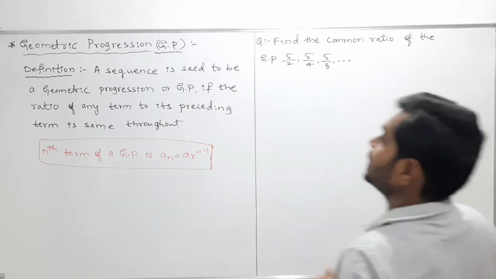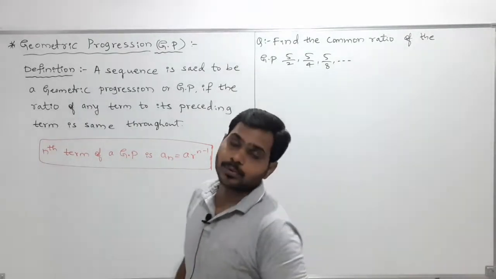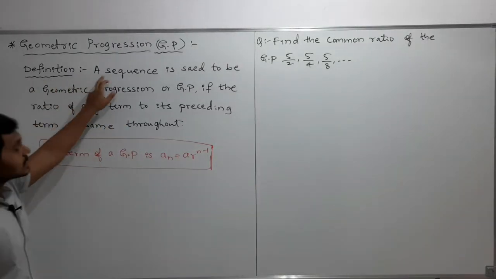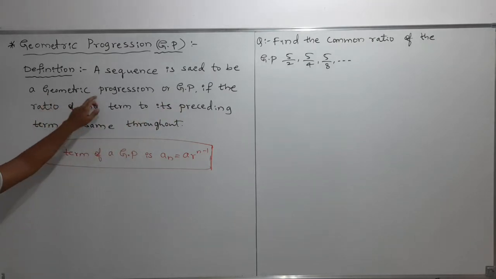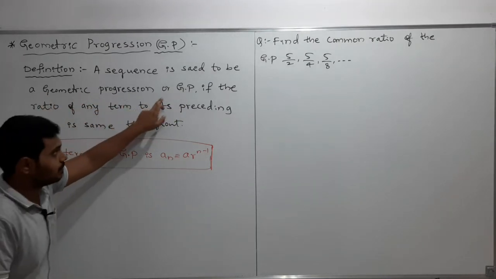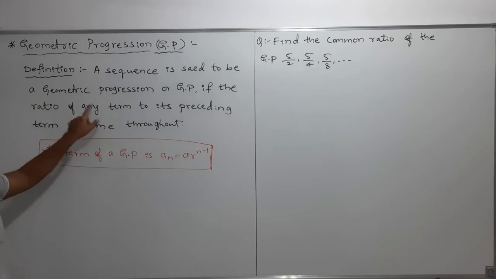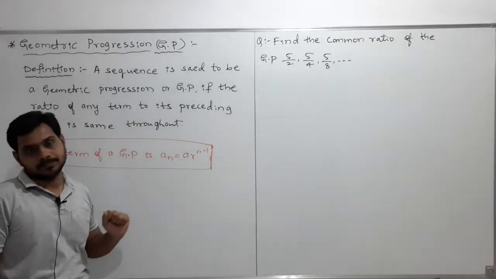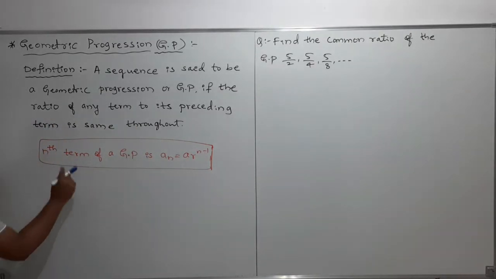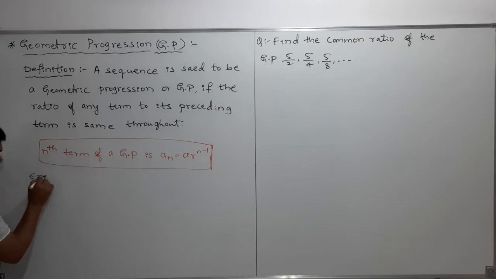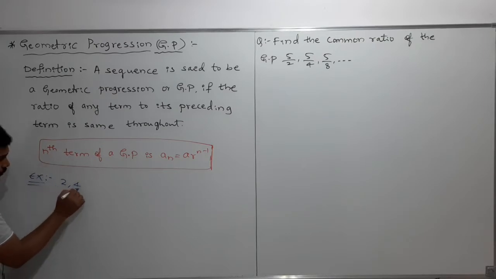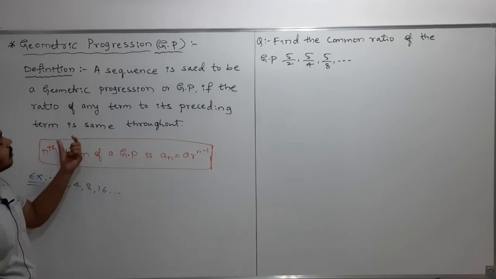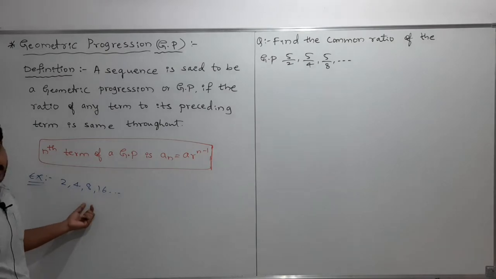Next we will discuss, my dear students, what is meant by geometric progression. Clear? So the definition is: a sequence is said to be a geometric progression, or you can call it a GP, if the ratio of any term to its preceding term is same throughout. First I will take one example, that is 2, 4, 8, 16 and so on. So this is in the form of GP. Here it is an example for the GP.